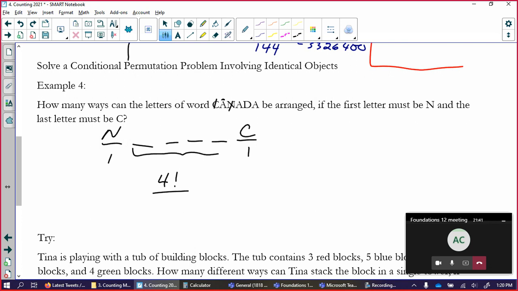But we've got 3 A's. So those are all going to be the same. Well, 4 factorial divided by 3 factorial is just 1 times 4. So there's actually only 4 possibilities: the D in the first spot, the D in the second spot, the D in the third spot, or the D in the fourth spot.